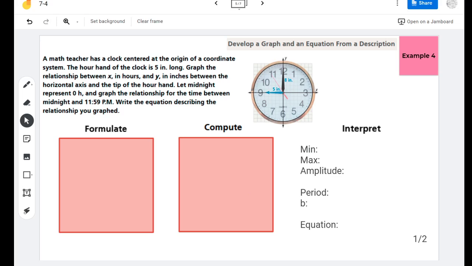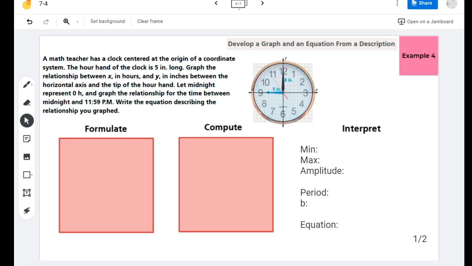In today's video, I'm covering example 4 from section 7-4 in the SavvasRealize Algebra 2 textbook. The goal of today's video is to develop a graph and an equation from a description. Now, I think that Savvas actually puts this together very well, so I'm going to try to follow it as close as I can because of the way that their layout is on this.